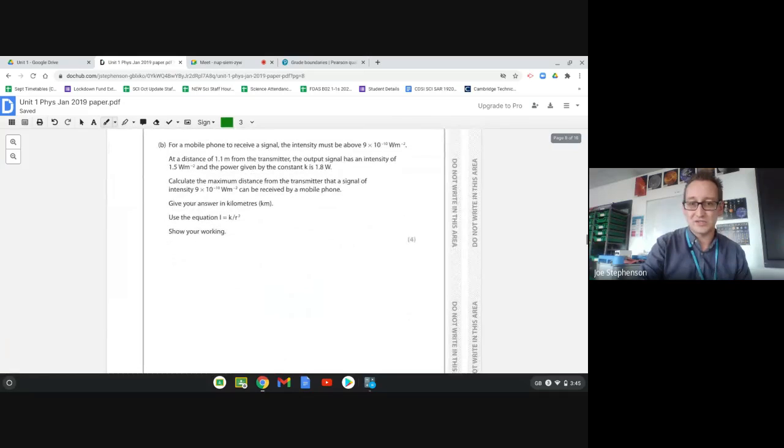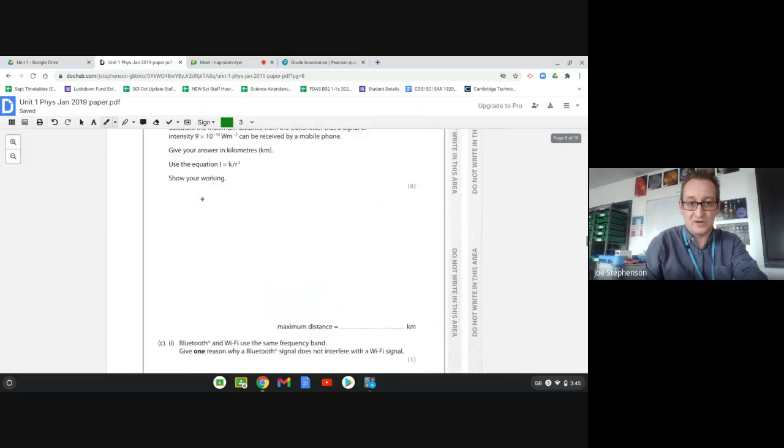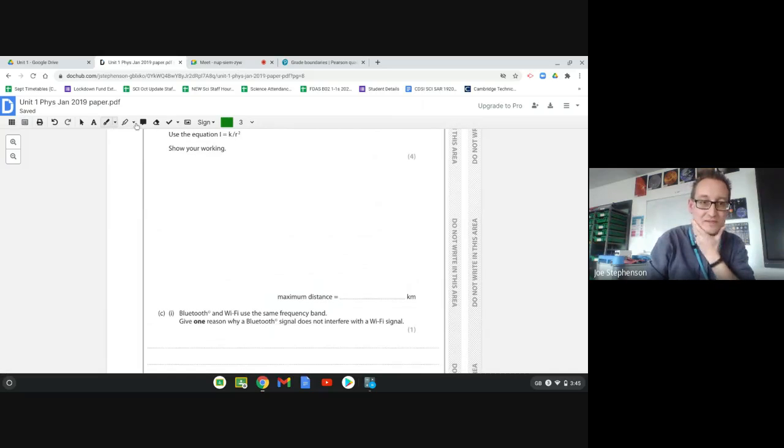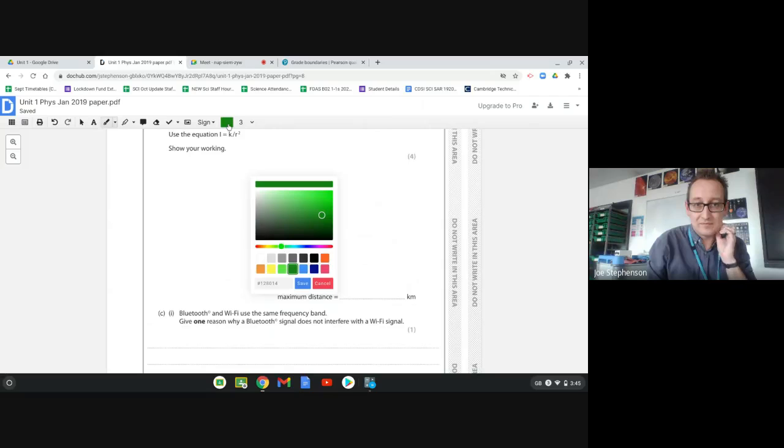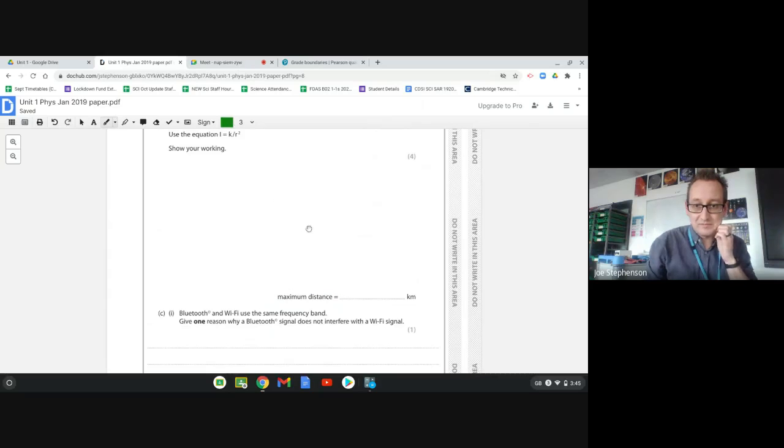Now, this next question requires a calculator unless you're very, very good at arithmetic in that respect. So let's just make sure we're comfortable with that idea. This uses the equation I equals k divided by r squared. I'm just going to change my color pen back to blue.